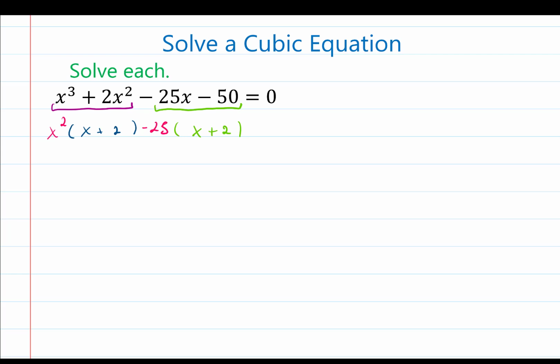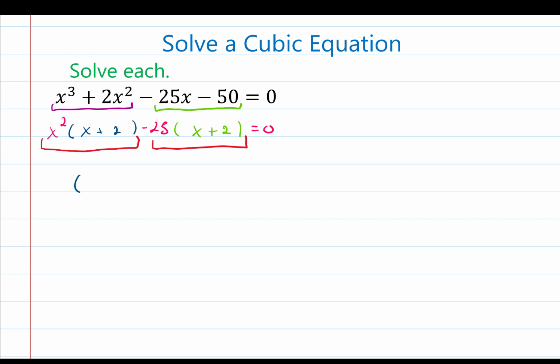If it were positive, we would put plus. If it's negative, we put minus. Don't forget the equals 0. And now we look at the fact that we have two groupings of terms. Here's one grouping and here's another grouping. And in each grouping, what we have is a common factor.